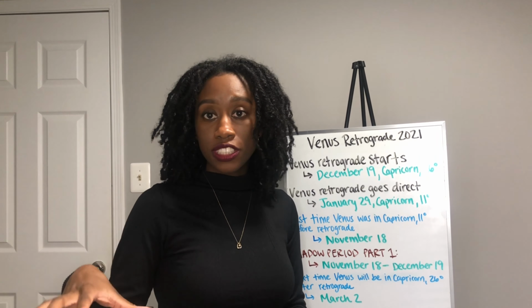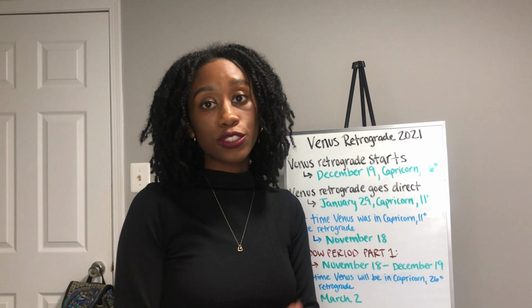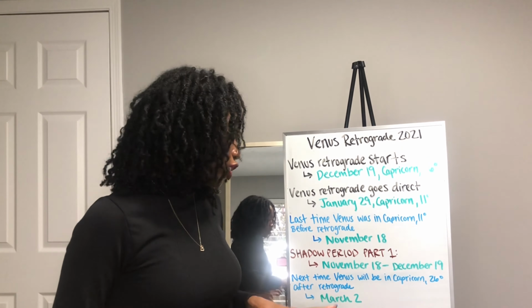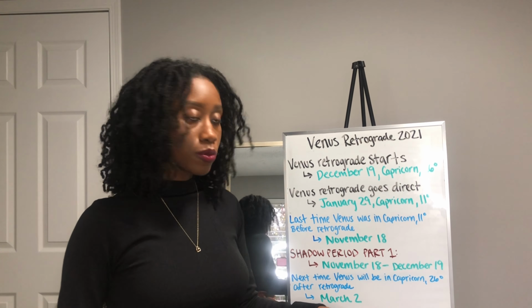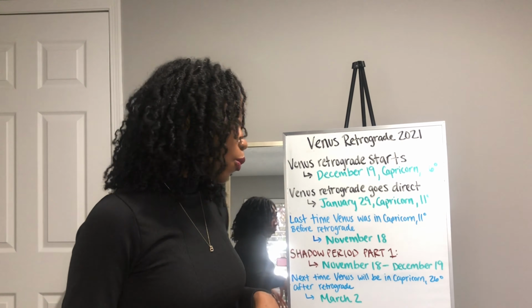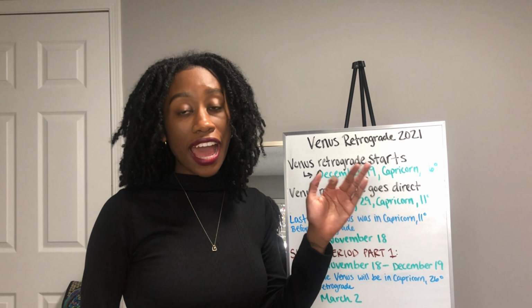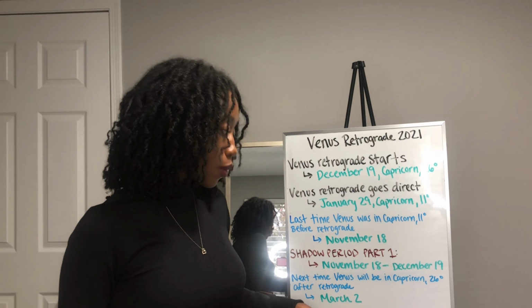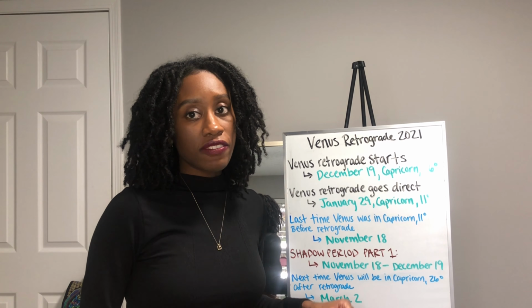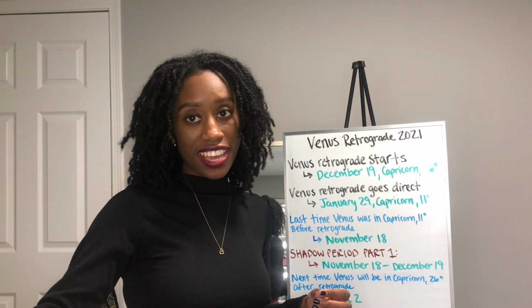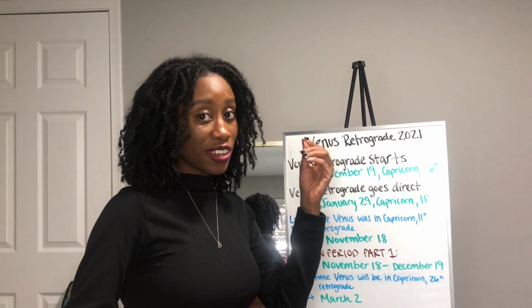So to figure out the last part of the shadow period, you just have to use an ephemeris again and figure out the next time Venus will be in that exact same sign and degree when the retrograde is finished, and that will be March 2nd. So that means our shadow period, we'll call it shadow period part 2, will be January 29th, the date in which the retrograde actually ends, through March 2nd, the date that Venus reaches the sign and degree that it was in when retrograde first started.